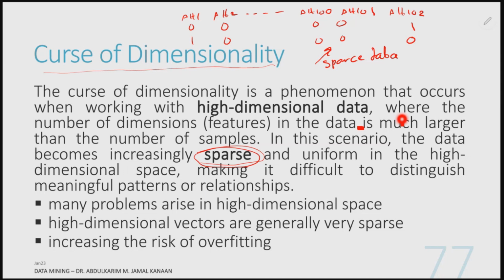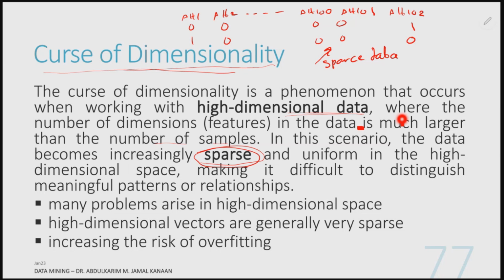Okay? So sometimes having too many dimensions inside the data set can cause the data to be sparse. So this is what we mean by curse of dimensionality. The curse of dimensionality is a phenomenon that occurs when working with high dimension data. That means you have too many attributes inside the data, where the number of dimensions or features in the data is much larger than the number of samples. Let's say you have only 100 samples inside your data set versus 500 features. Okay? So this can actually cause sparse data.